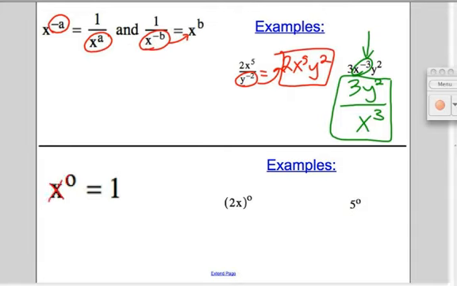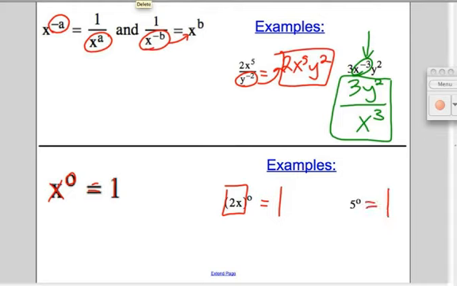Every single number to the 0 power will equal 1. Well, everything except for 0, that is. Okay, but we're assuming these x's are not 0. So any number besides 0 to the 0 power will equal 1. So it doesn't matter if there's something like 2x in there. This is as simple as 1.